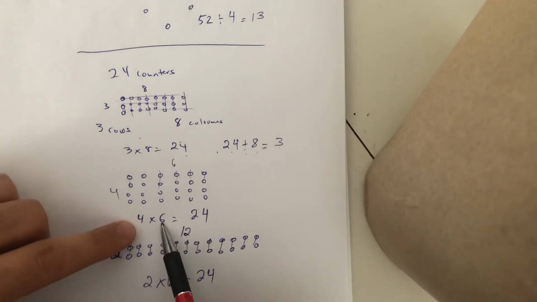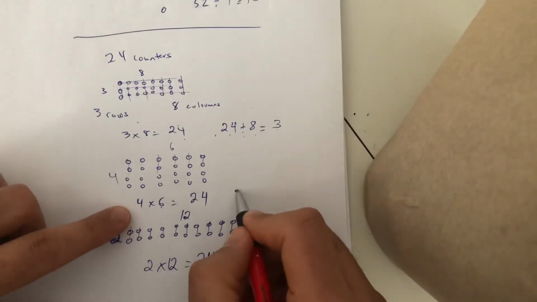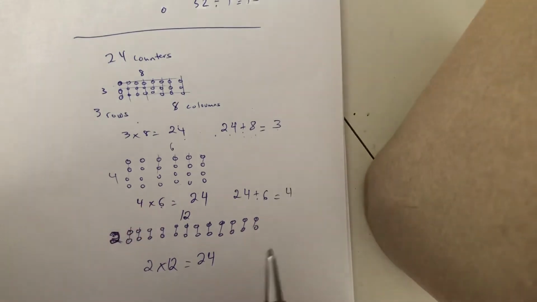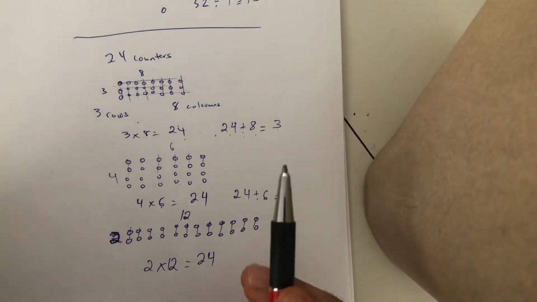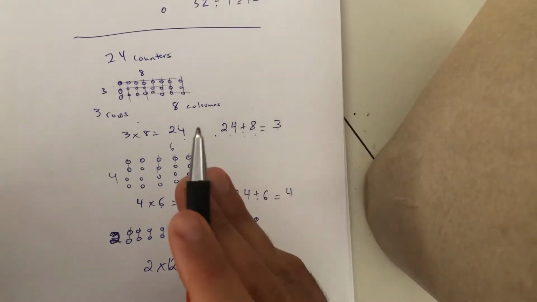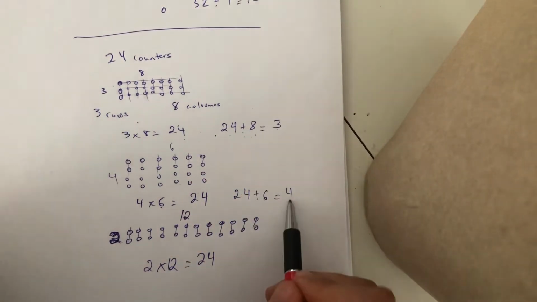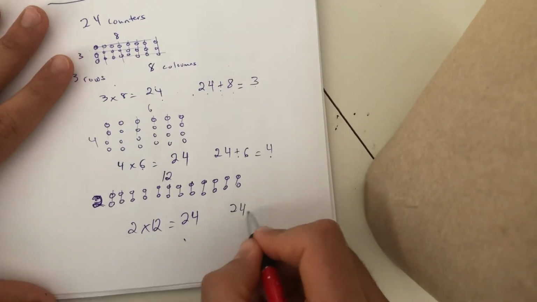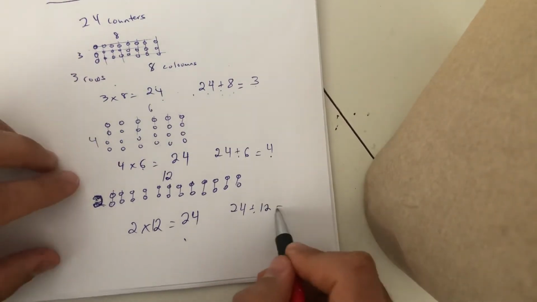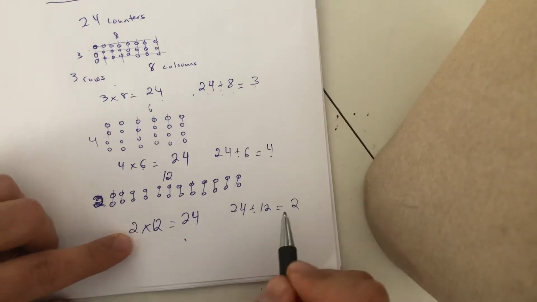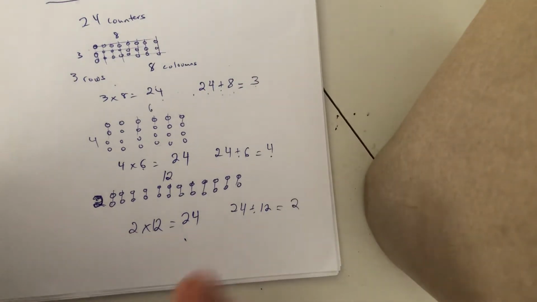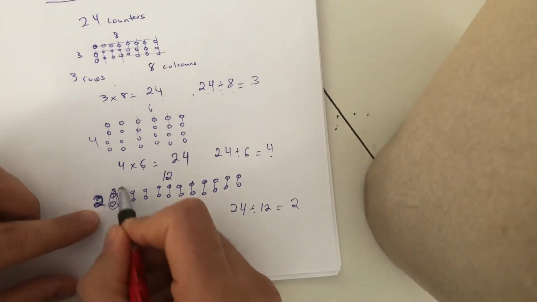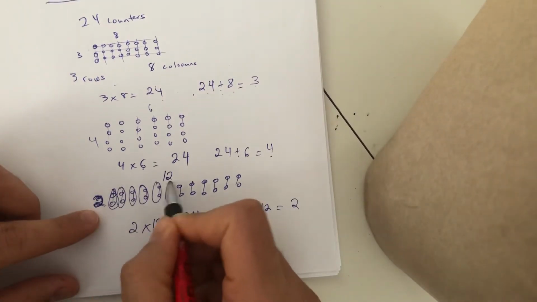Now let's work on the second one that we have over here. So we got 24 divided by 6 equals 4. So we're working the other way around. Again, we have 24 counters. I'm going to divide it into 6 groups, and each group is going to end up with 4. Same thing over here. 24 divided by 12 is going to be equal to 2. So 24 counters, I'm dividing it into 12 groups. Each group is going to end up with 2.